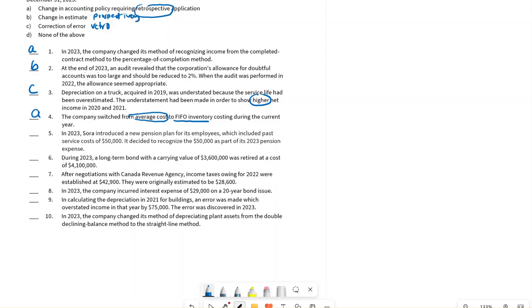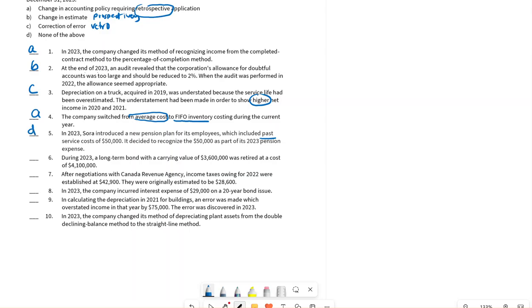So going further, we have my next one. It says we introduced a new pension plan which included past service cost, and decided to recognize 50,000 as a part of the pension expense. Of course, past service cost is a part of the pension expense. We learned it in chapter 19. If it's part of the pension expense, then we recognize it, good. We will do nothing for this one.